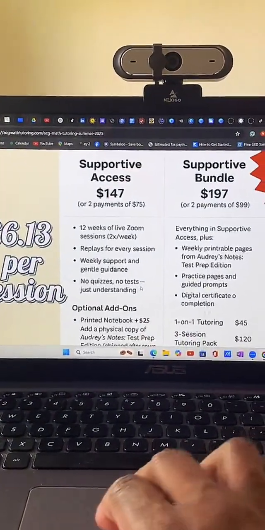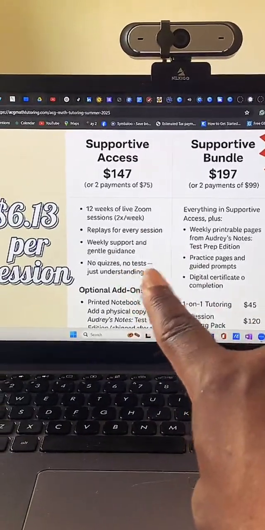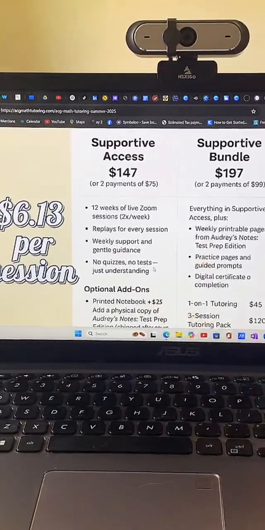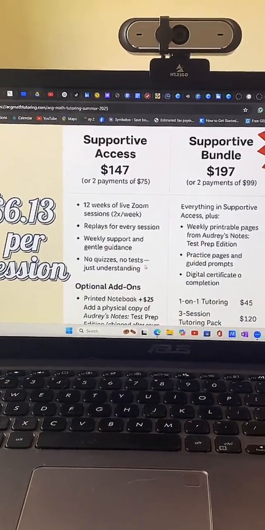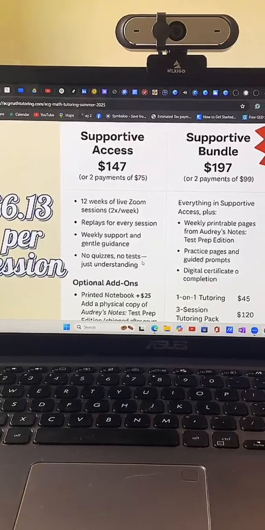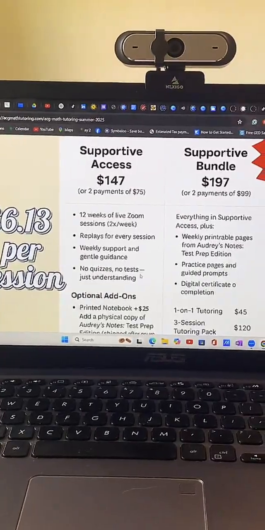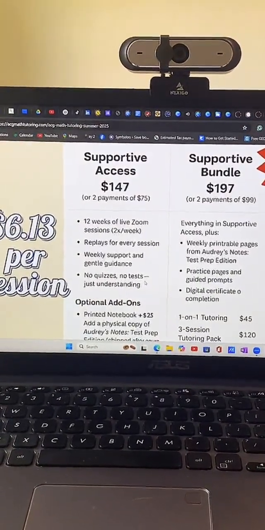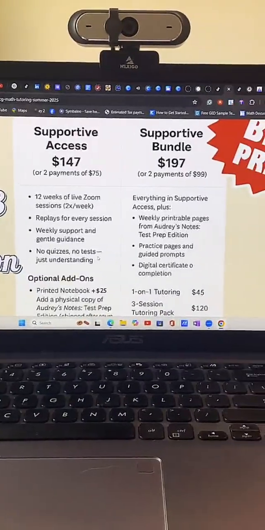So for the 147, I also have a payment plan. There was another payment plan that I forgot to put up here. But if you have like 75 down, you can do 75 and then the next month 75. Or we can put down 50 and then do a weekly so we can get it all paid up. Because I know a lot of people don't have it all together.